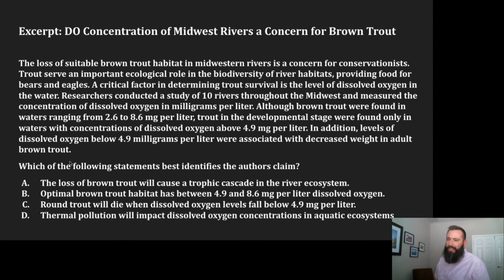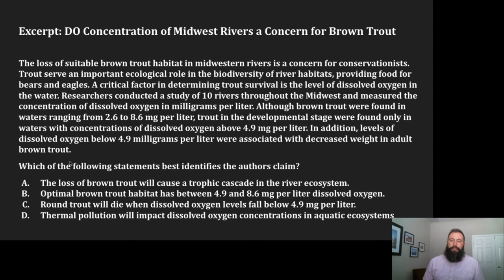Researchers conducted a study of 10 rivers throughout the Midwest and measured the concentration of dissolved oxygen in milligrams per liter. Although brown trout were found in waters ranging from 2.6 to 8.6 milligrams per liter, trout in the developmental stage were found only in waters with concentrations of dissolved oxygen above 4.9 milligrams per liter. In addition, levels of dissolved oxygen below 4.9 milligrams per liter were associated with decreased weight in adult brown trout. Which of the following statements best identifies the author's claim?